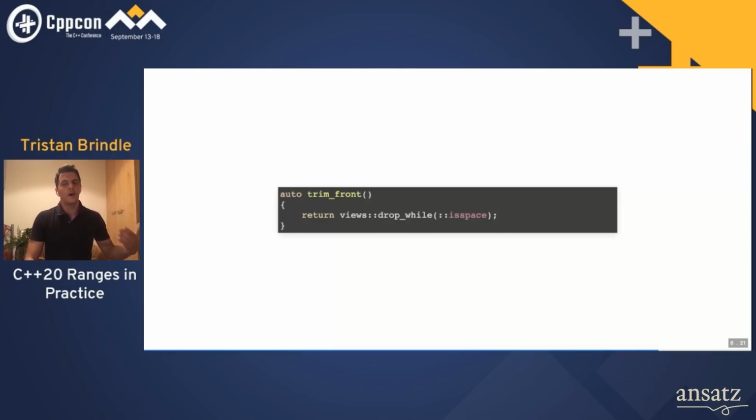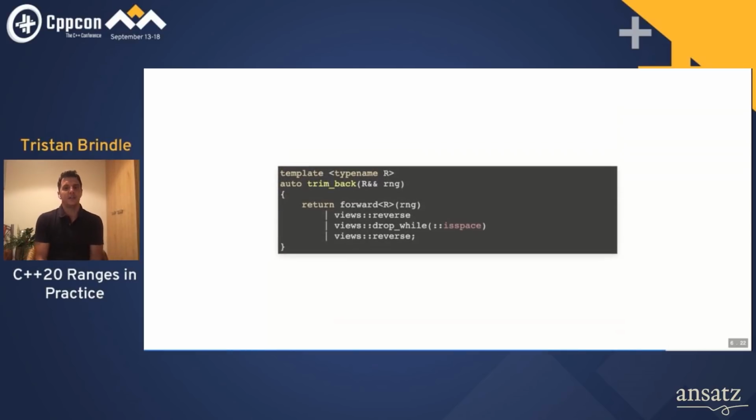So we're not quite doing the same thing we were before. We're doing something slightly different, but as you can see, we're cleaning up the code a bit. Instead of returning an adapted range, we're just going to return the adapter that later on someone can use. And we can do the same thing with TrimBack.